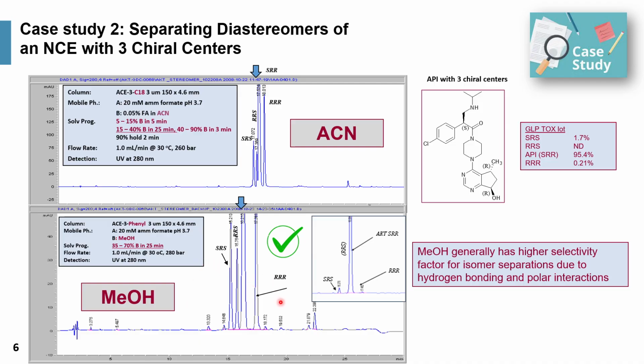So in general, for isomeric separation, particularly for diastereomers, methanol is better because of the ability to hydrogen bond and also the ability to have polar-polar interaction. So methanol, in general, tends to have higher selectivity factor for isomeric separation due to hydrogen bonding and polar interaction. Now, this is particularly significant under the normal phase chiral separation condition, where methanol and isopropanol are always the preferred modifiers for hexane.